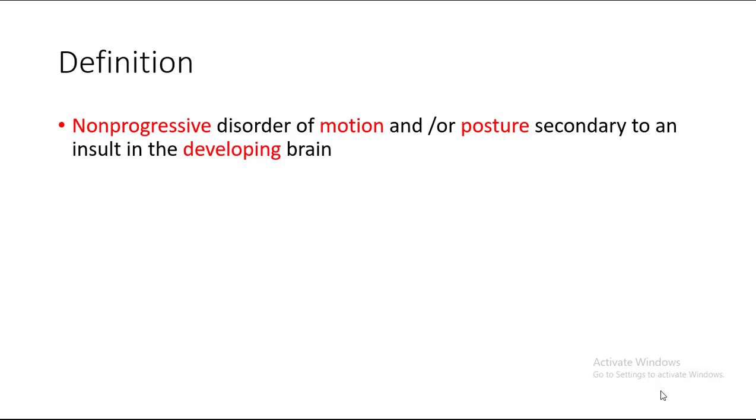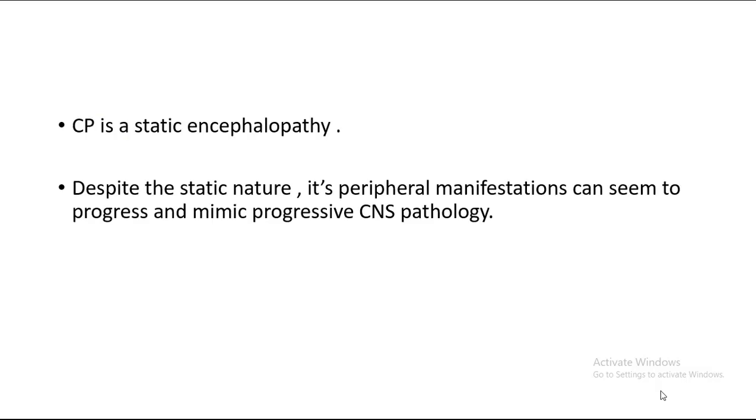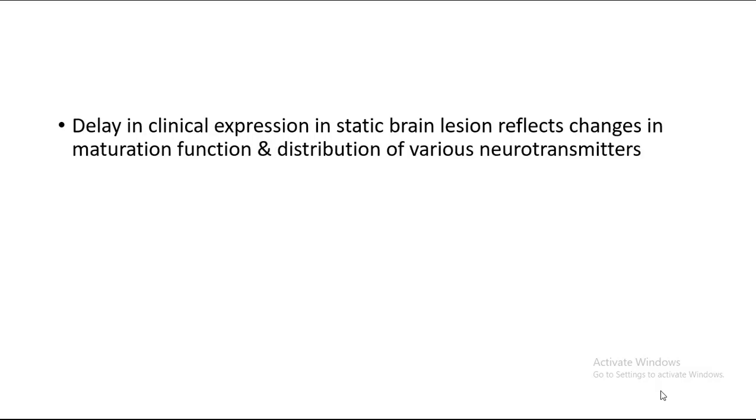The period of the developing brain is the first 3 years of life and particularly the first year of life. Some resources mention that brain development continues up to 5 years of age. So it's a static encephalopathy, yet we may find some progression in the peripheral features of patients with cerebral palsy. This reflects the changes in the maturation function, particularly the maturation of synapses, and the changes in the distribution of various neurotransmitters.